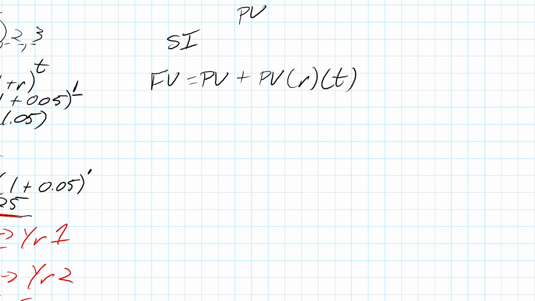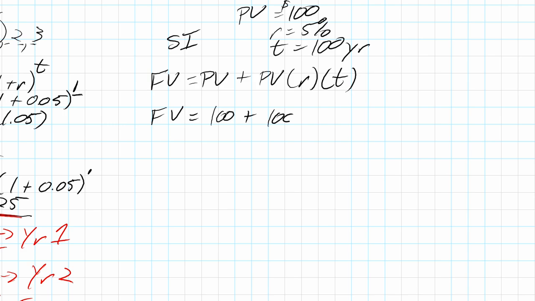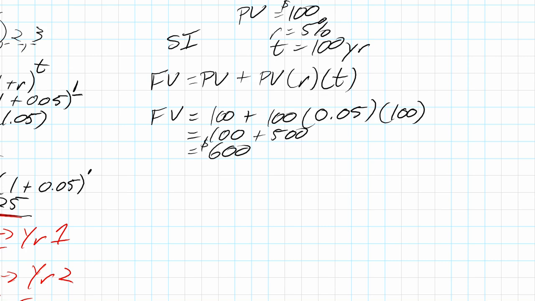Our present value, we said, was 100. That's what we're starting with. Our rate was 5%, and this time is 100 years. Everything is annual, so 100 years. So let's calculate. Our future value in 100 years becomes $100 plus 100 times 0.05 times 100. That becomes 100 plus 500. You might want to double check with the calculator there. But we'd have $600. Hey, not bad.